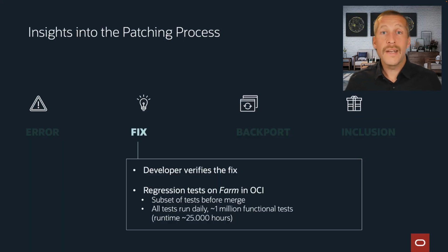Imagine we have servers with 8 cores. You do the math. It means that we have more than hundreds of servers running in our farm just doing functional tests on Oracle Database. And the farm, that's just a fancy word for a lot of computers we have in OCI, a lot of compute instances that are running the functional tests for the developers.